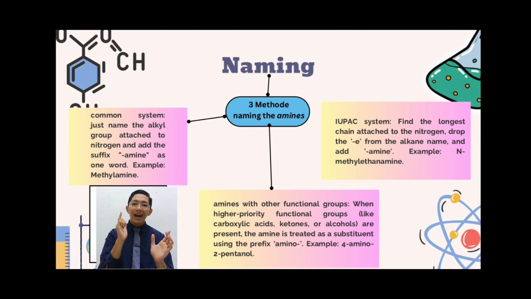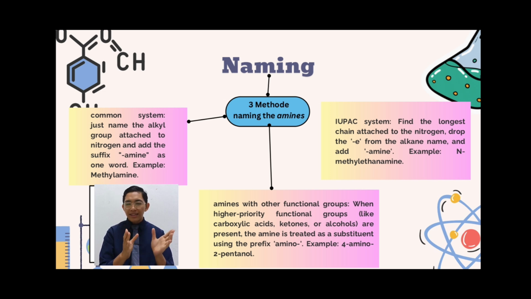The last one is amines plus functional groups. In this naming, we need to look at the functional groups. Because when higher priority functional groups like carboxylic acid, ketone, or alcohol are present in the chemical, the amine is treated as a substituent using the prefix amino. For example, 4-amino-2-pentanol as for naming.